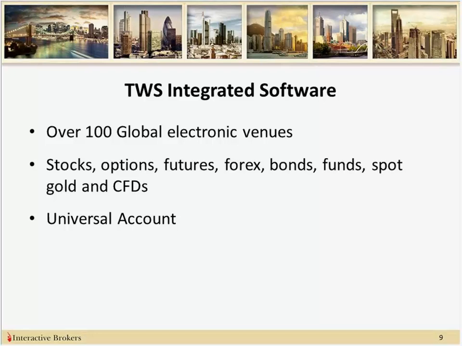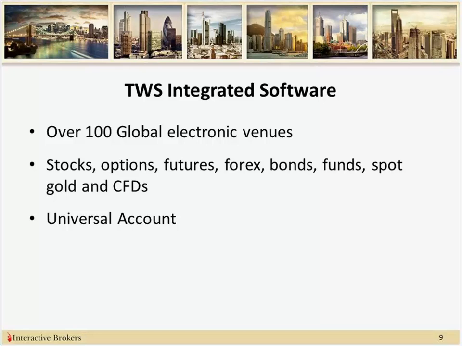Interactive Brokers offers trading in a broad variety of asset classes around the world, including stocks, options, futures, Forex, bonds, funds, spot gold, and CFDs. IB Group connects its customers to more than 100 electronic trading venues around the globe and offers its own FX trading platform. Our single universal account lets customers trade multiple asset classes from the same screen, allowing them to view the underlying ticker on one line and trade the CFD from the next line, for example. All of our products conveniently appear in the same statement.